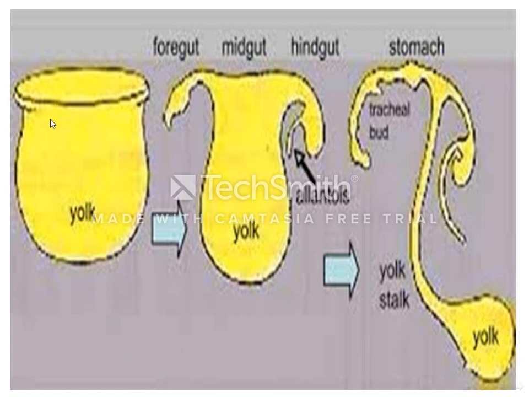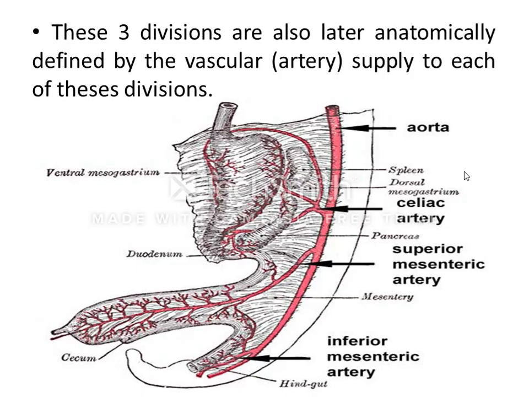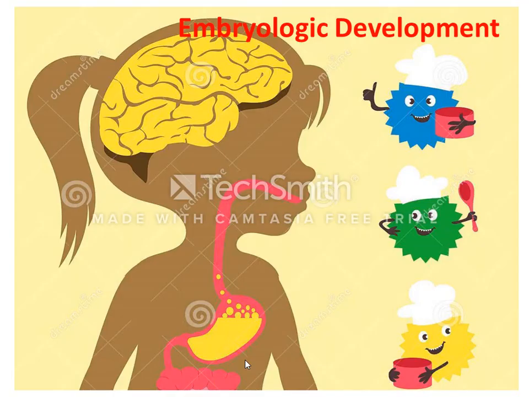Look at this picture: the yolk and then the formation of foregut, midgut, and hindgut. And here is the connection between the two compartments, the GIT and the yolk, through the vitelline duct. So here the folding of the embryo is seen. The three divisions are also later anatomically defined by the vascular arterial supply to each of them: the celiac artery, superior mesenteric, and inferior mesenteric for each part of the GIT.